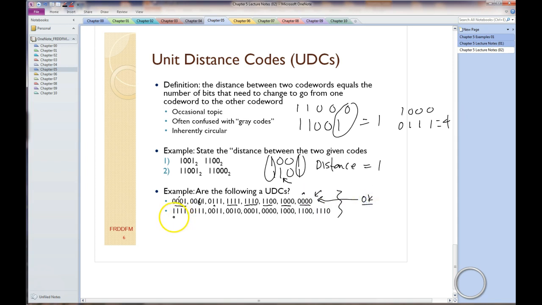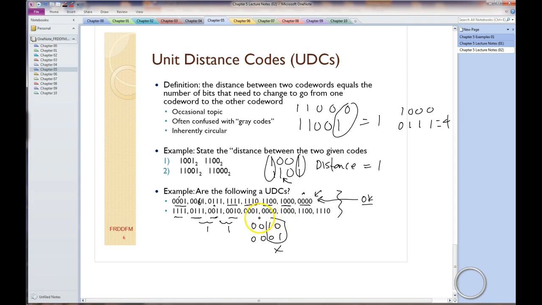So let's look at this one. The distance between here and there is 1. One bit is different. The difference between these 2 is 1. The difference between these 2 code words is 1. The distance between these code words, oh no, this doesn't look right. 0, 0, 1, 0 and 0, 0, 1. 2 of these bits are different. I have to change 2 bits to go from one code to the other code. So this is not a unit distance code.